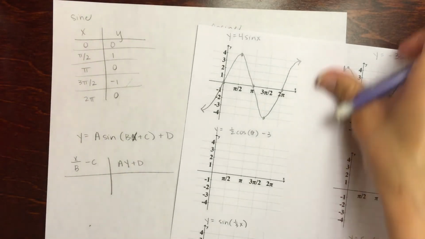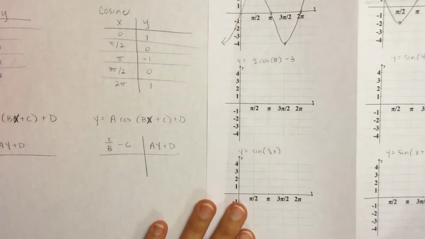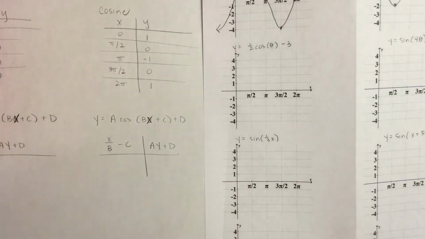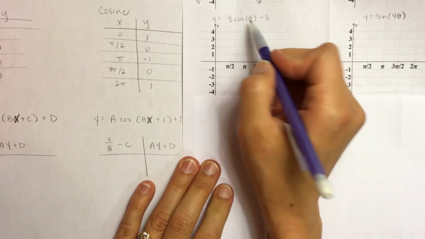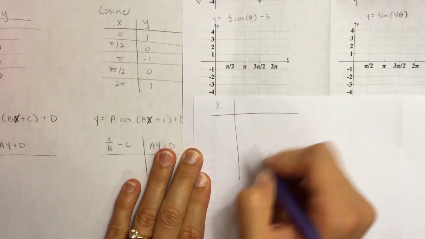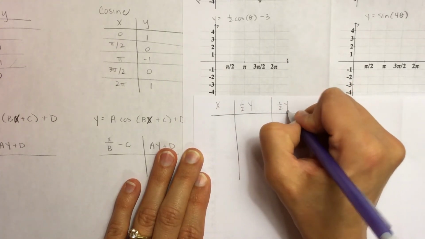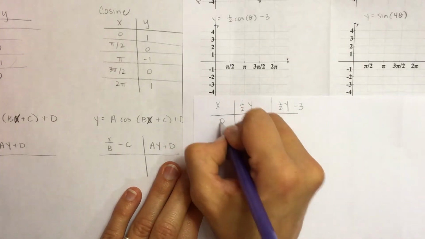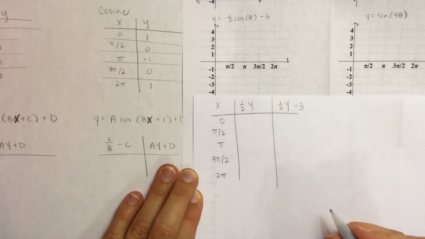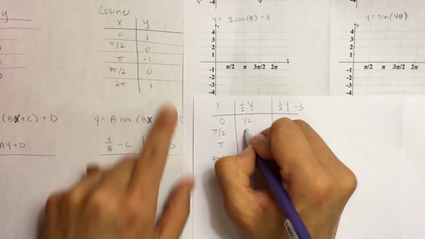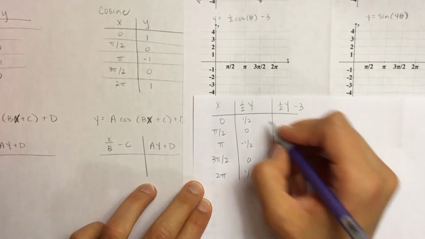Let's do a cosine one. The rules don't change here for cosine versus sine. We just have new starting points. So for cosine, these are my starting coordinates. All right, again, I don't have anything inside my parentheses, so my x is going to stay as is, but I have a 1/2 in front of my cosine. And I'm going to do it in 2 steps again. Once I multiply by 1/2, I'm going to subtract 3. So my x's stay the same. And then multiply each one of these values by 1/2. And now subtract 3. Oh gosh.